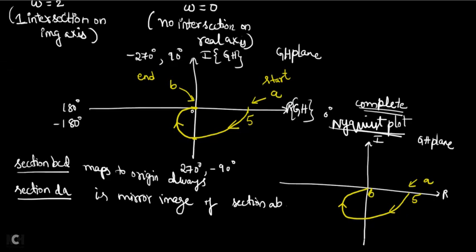The remaining Nyquist plot should be the mirror image of section AB. So if section AB is like this, whatever you got in the bottom, the same thing you write in the top, like a mirror image. So like this you will get. And the direction should be in a circular fashion.